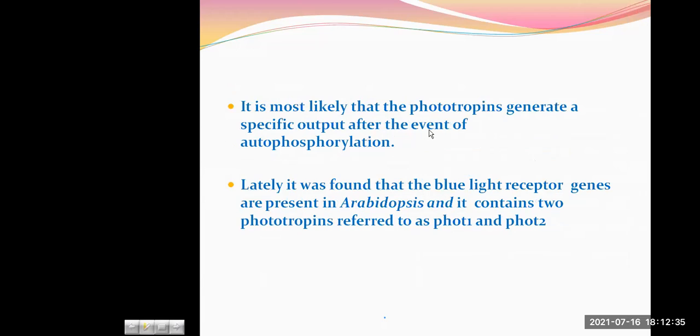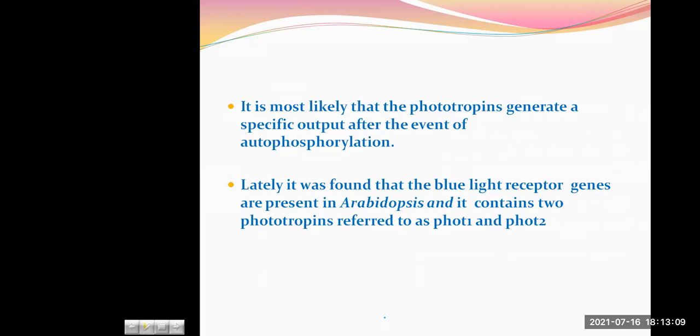It is most likely that the phototropins generate a specific output after the event of autophosphorylation. This is important. That is, when phototropins undergo autophosphorylation, meaning they are phosphorylated by themselves, they create an output. Like we give input to some machine and it gives us output. To a transformer we give input of low voltage, it gives high output voltage.